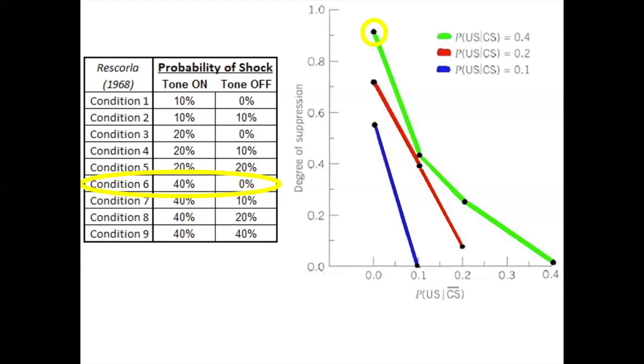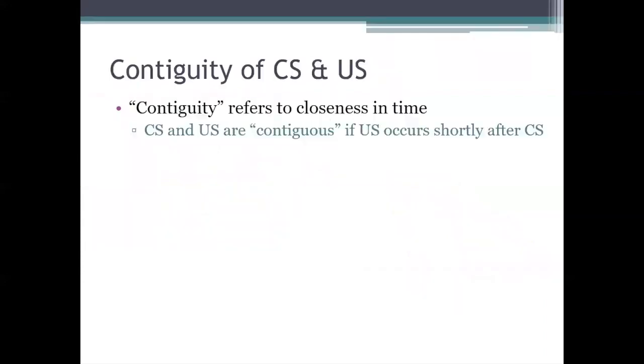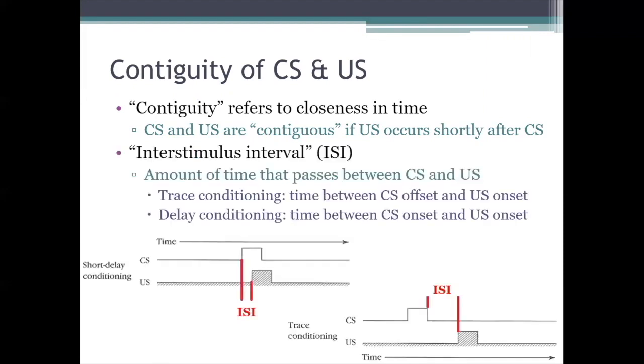So contingency is important. And another important variable that affects classical conditioning is the degree of contiguity between the CS and the US. So, guys, when we say that two events are contiguous, we mean that they occur closely together in time. So we'd say that the CS and the US are contiguous if the US occurs shortly after the CS does. And we typically measure the contiguity of the CS and the US by measuring what's known as the interstimulus interval, or the ISI, which refers to the amount of time that passes in between the CS and the US. So, what's the interval? What's the amount of time in between these stimuli? That's the interstimulus interval. That's the ISI.